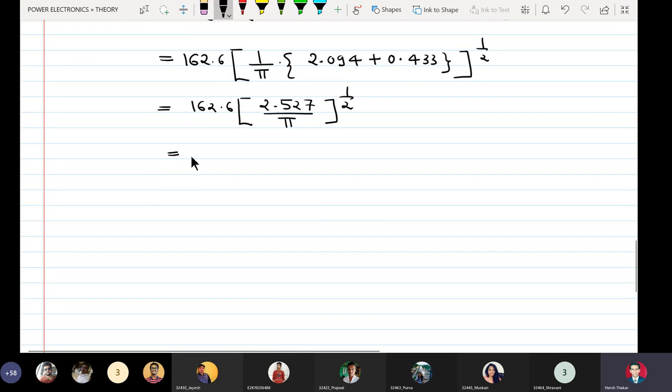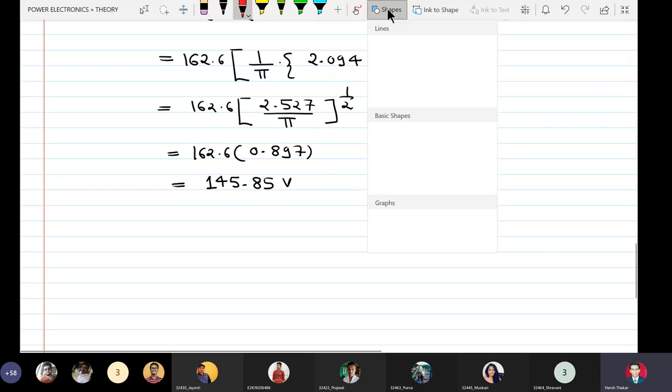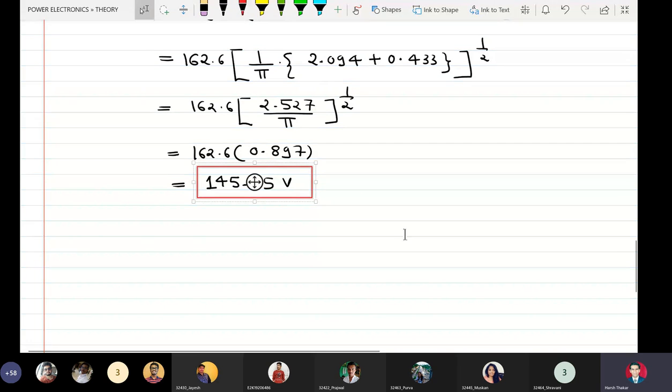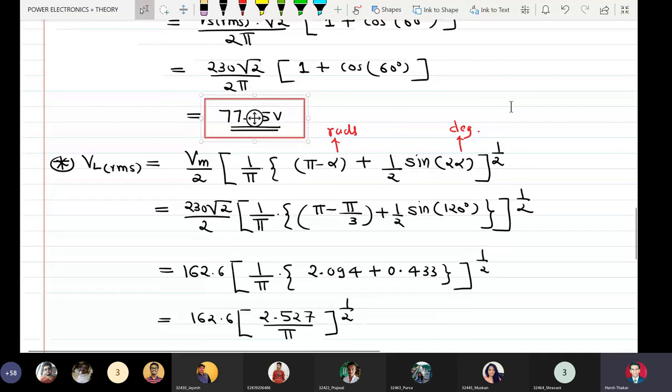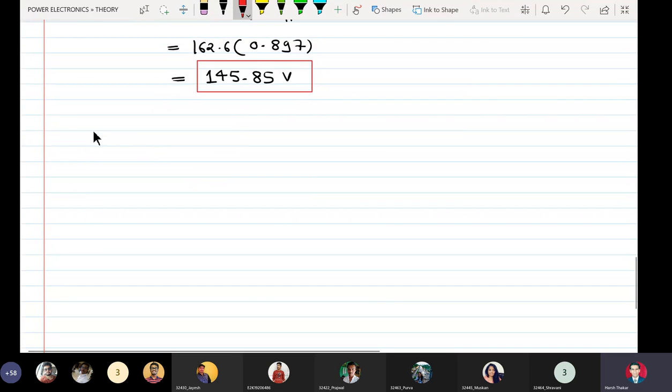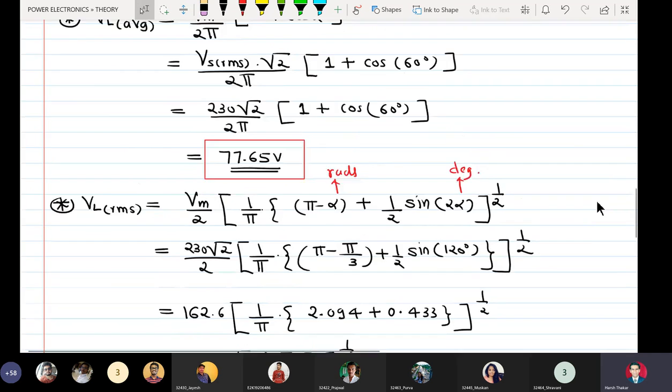which is equal to 162.6 into 0.897, 145.85 volts. So we get 77.65.